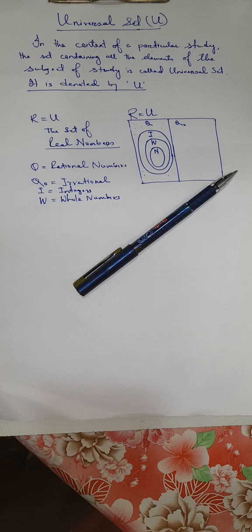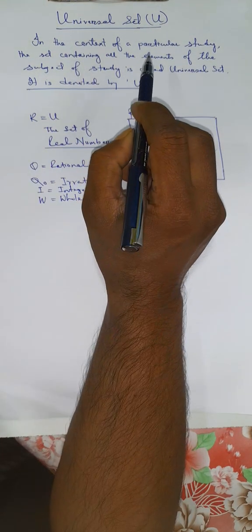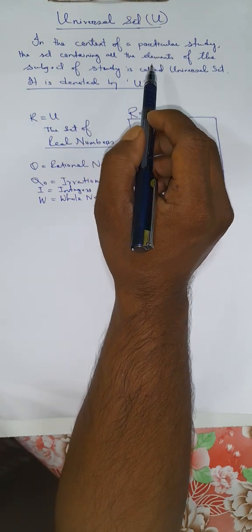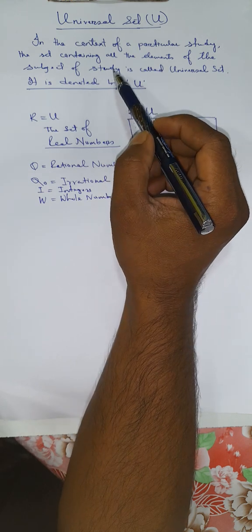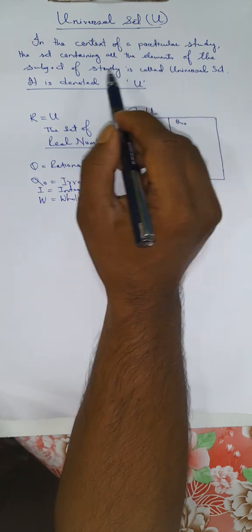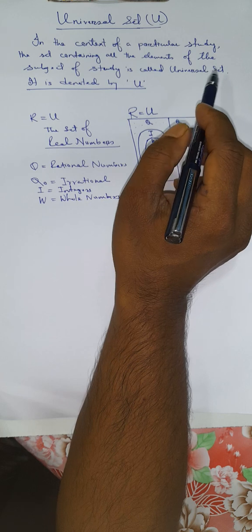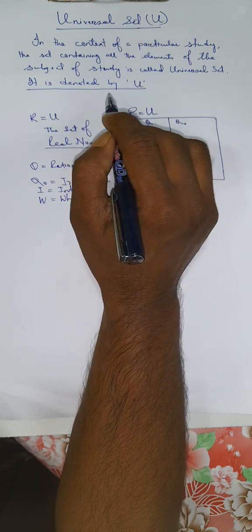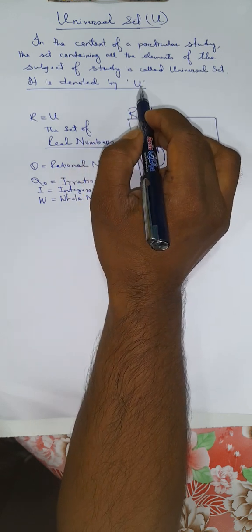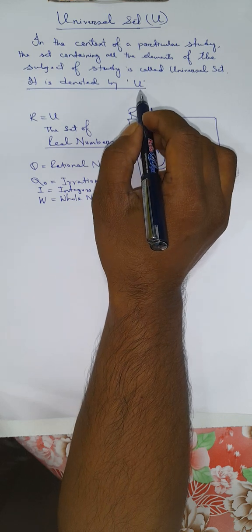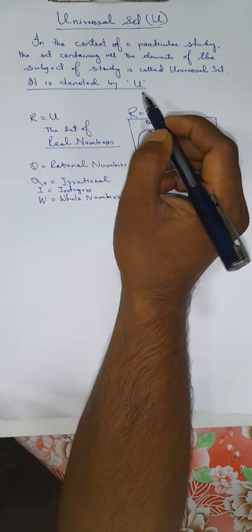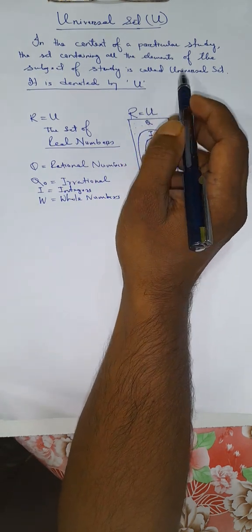So here we'll discuss again the universal set. In the context of a particular study, the set containing all the elements of the subject of study is called the universal set. And the universal set is denoted by capital U. The symbol is U.